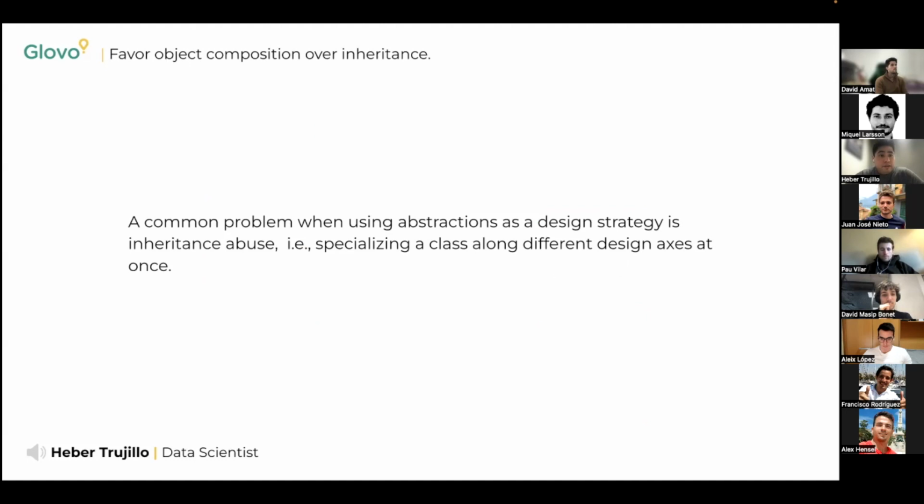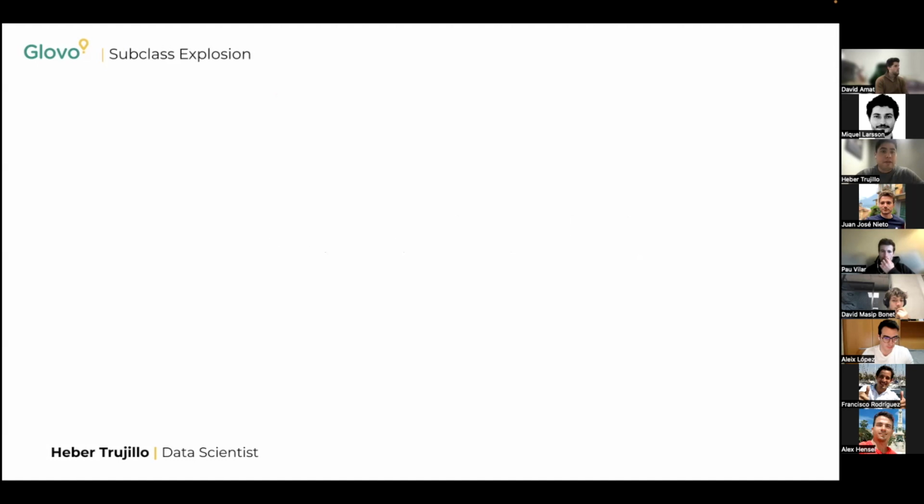Okay, and the second principle, which is favor object composition over inheritance. In order to explain it, I'm going to show you an example. But in order to make it more clear, let's say that a common problem when using abstractions as a design strategy is inheritance abuse, right? That means specializing a class along different design axes at once. Let's see an example of what that means.